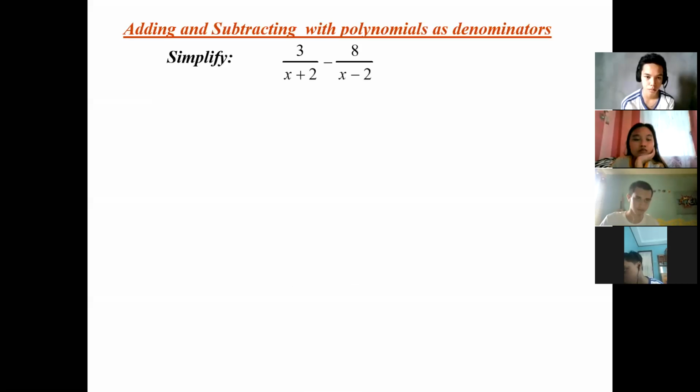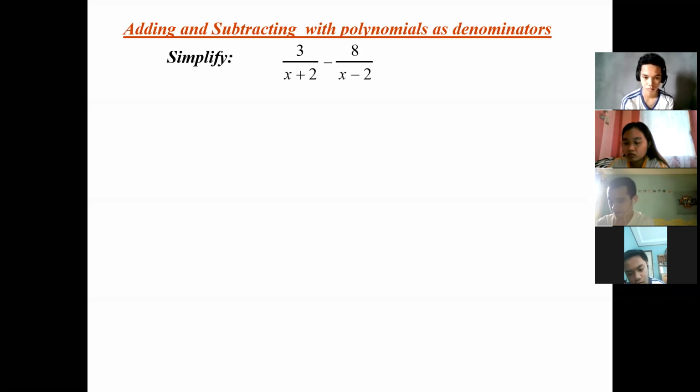Okay, let's have this one. Simplify the difference between 3 over x plus 2 and 8 over x minus 2. Do you have a similar denominator? The denominator of the first fraction is x plus 2, but the denominator of the second fraction is the conjugate of the first, which is x minus 2. Therefore, we don't have the same denominator.